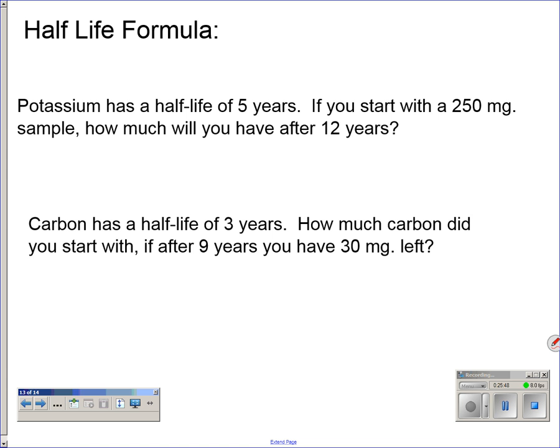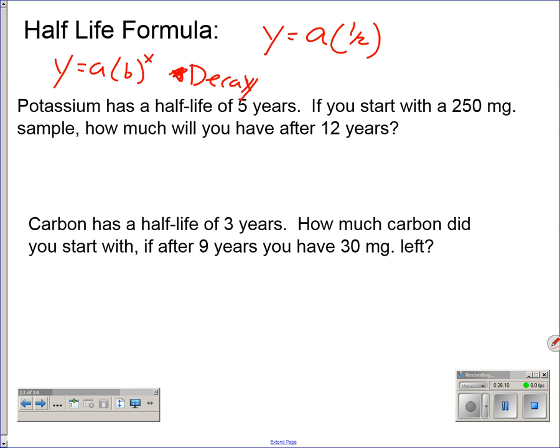Half-life is seriously the same exact equation as our exponential growth and decay problem. It's just a special type of decay, where we manipulate the b value and force it to be 1/2. So it's y equals a times 1/2, and the reason we make it 1/2 is because we also manipulate the time. Instead of just x, we divide by the half-life, whatever it is. That manipulates the problem for us. So again, star it, circle it, square it.